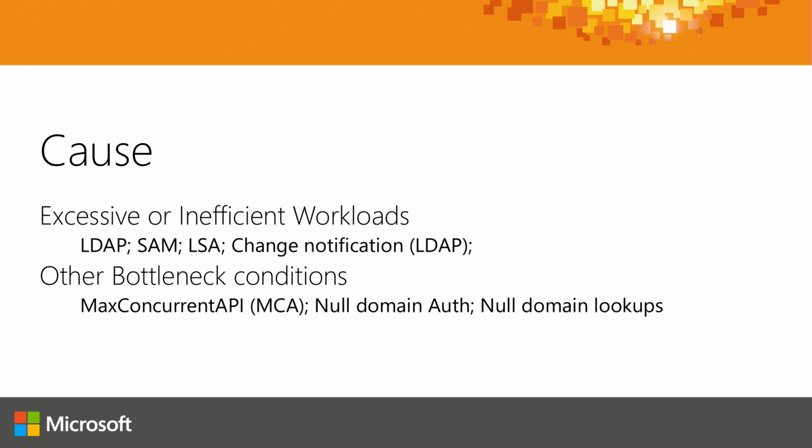The other thing we have is bottleneck conditions. You typically have your disk, CPU, RAM, network type bottlenecks. We're not talking about any of that here. I mean, you can find great resources on that. We're dealing specifically with Active Directory type related bottlenecks, and that would be maybe max concurrent API, null domain auth or null domain lookups. Have you guys heard of that, null domain auths or null domain lookups?